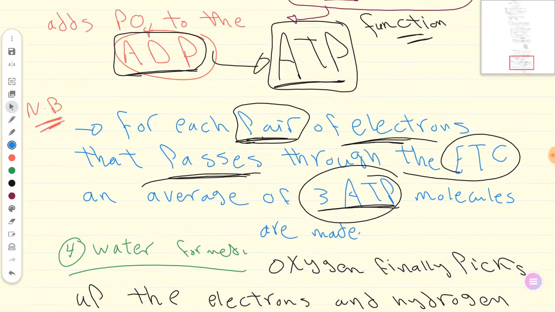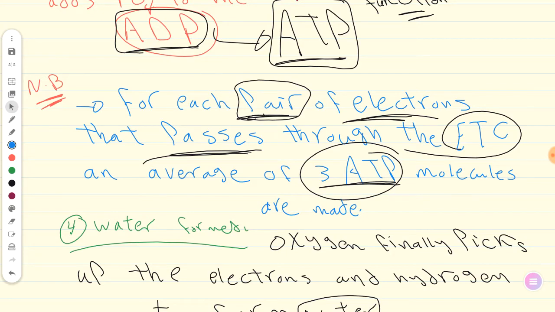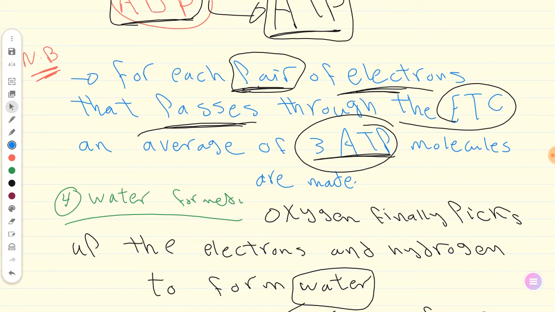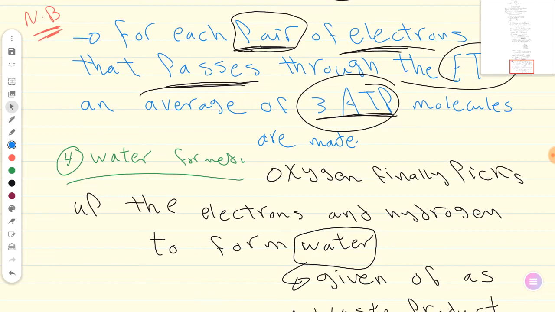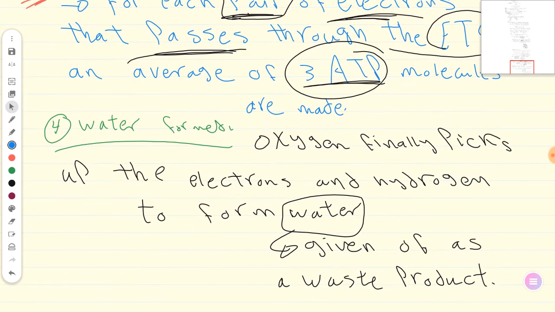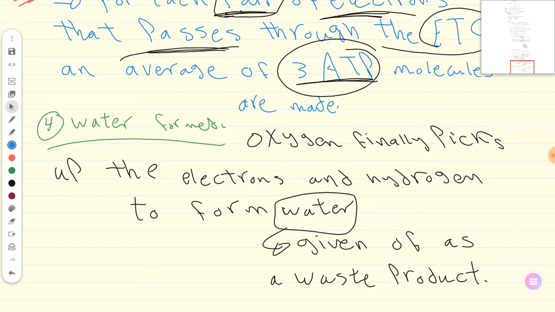And you must know that this is an important point. For each pair of electrons which pass through the electron transport chain, a production of 3 molecules of ATP occurs. So a pair of electrons pass through the electron transport chain, directly 3 ATP molecules are made. The last step of this electron transport chain, of this process, the formation of water.